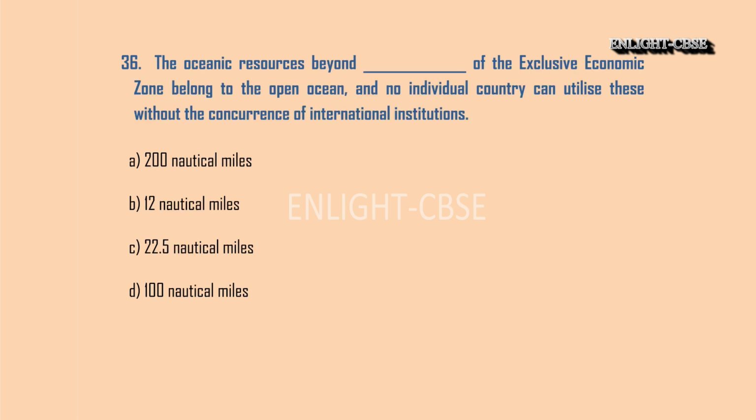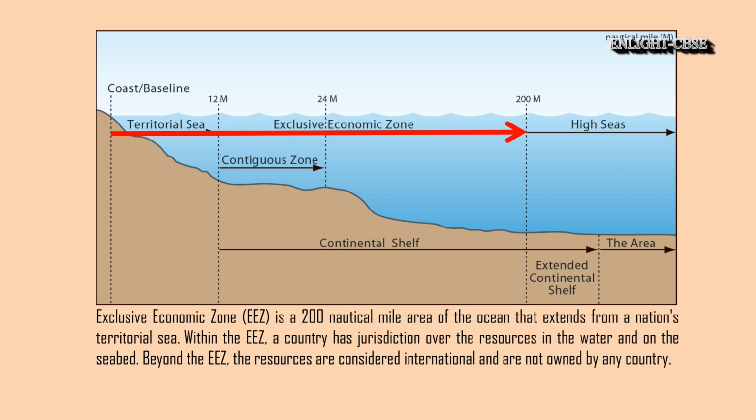Question 36. The oceanic resources beyond dash of the exclusive economic zone belong to the open ocean, and no individual country can utilize these without the concurrence of international institutions. A. 200 nautical miles. B. 12 nautical miles. C. 22.5 nautical miles. D. 100 nautical miles. Answer: 200 nautical miles. Exclusive Economic Zone, EEZ, is a 200 nautical mile area of the ocean that extends from a nation's territorial sea. Within the EEZ, a country has jurisdiction over the resources in the water and on the seabed. Beyond the EEZ, the resources are considered international and are not owned by any country.